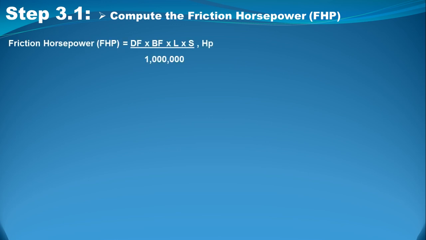So friction horsepower equals DF times BF times L times S divided by 1 million. So the resulting unit is horsepower. What are the required DF, BF, L, and S?